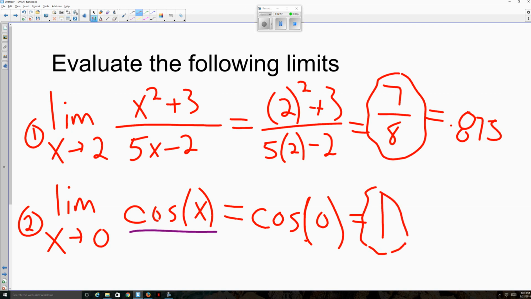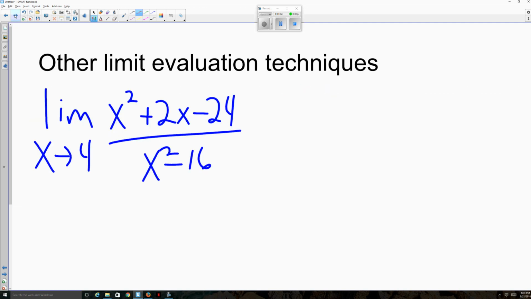Now, not all limits are that easy to evaluate, but for the most part, we're going to only do easy limits. Okay, so we're going to have some other limit evaluation techniques.